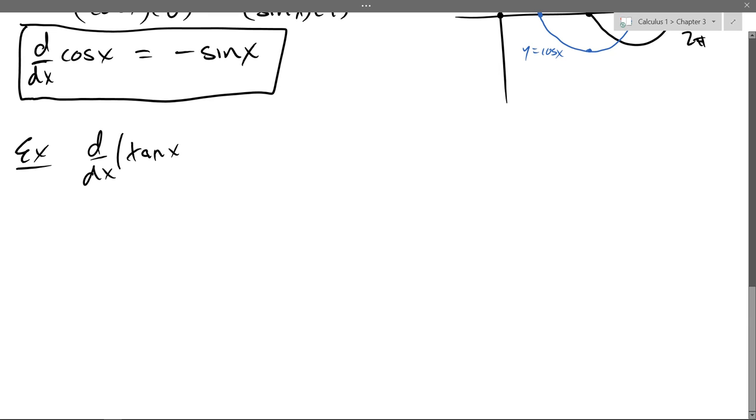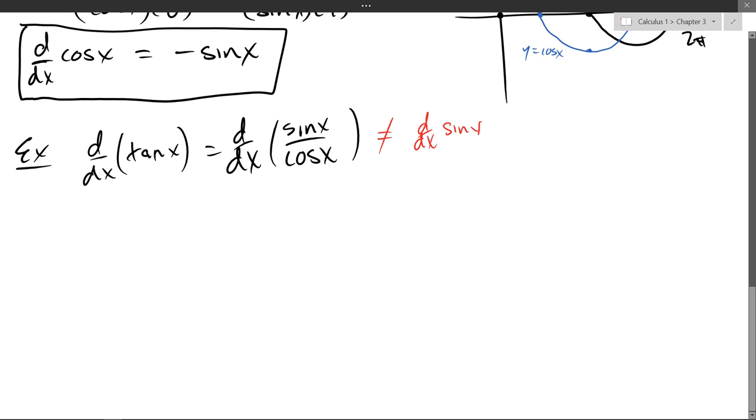Almost. So we're going to write d/dx. All right, so why is this not the derivative of sine divided by the derivative of cosine? Quotient rule. It's not this easy. You don't get to just take the derivative of the numerator and denominator of a fraction. All right, so do not do this.